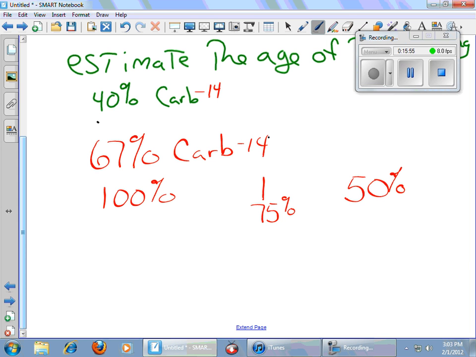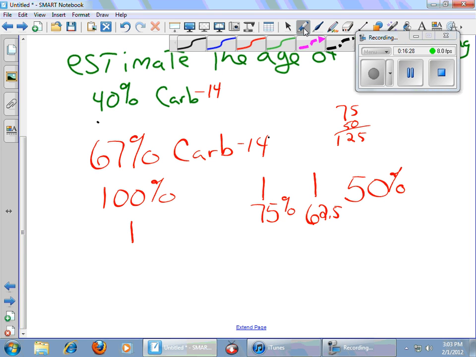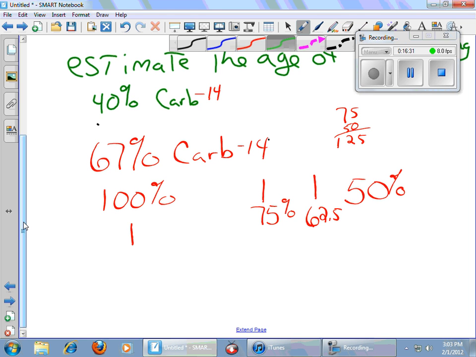I'm sorry, I'm losing my train of thought. Let me find what number's in the middle here. I got 75 and 50 would be 125. And half of that, I think, will be 62.5. Yeah, that should be right. So I'm going to be looking for something at 67%. That is going to be pretty darn close here. 67% would be right about here.